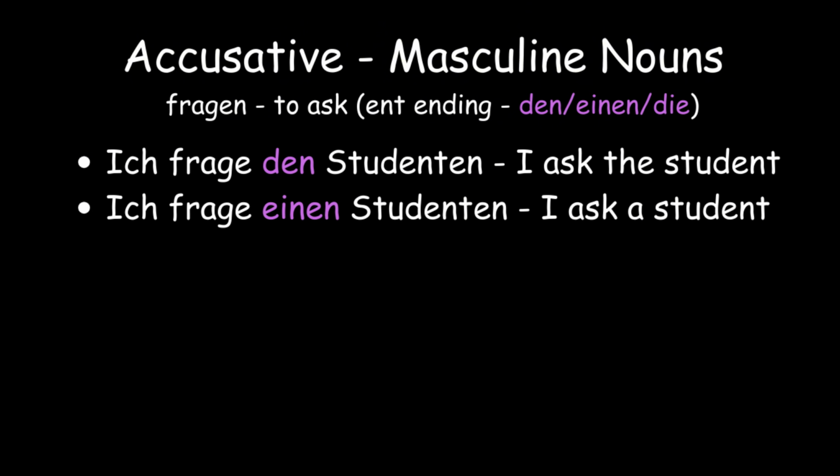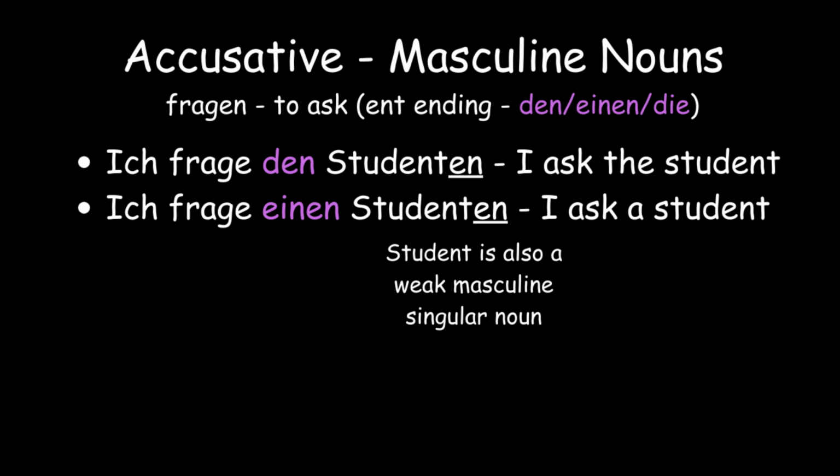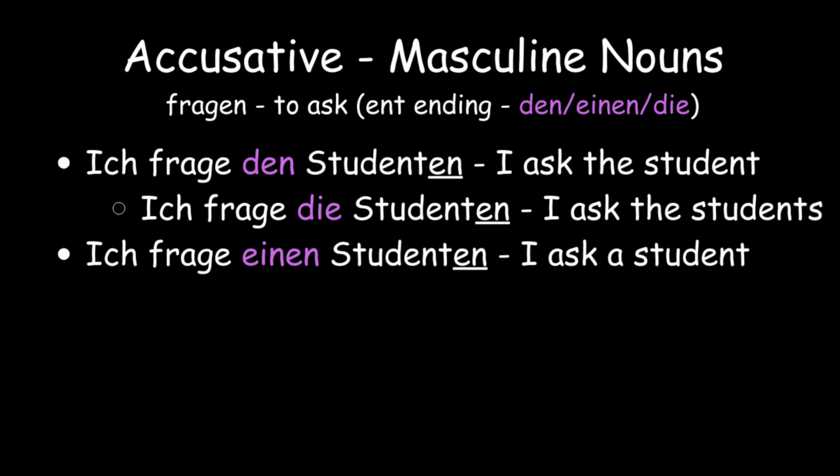Here we have the verb fragen. Ich frage den Studenten. Ich frage einen Studenten. Student is also a weak masculine singular noun, which is why it will end in N. And to pluralize it, change the article. Ich frage die Studenten. It's accusative because of the articles and direct object.